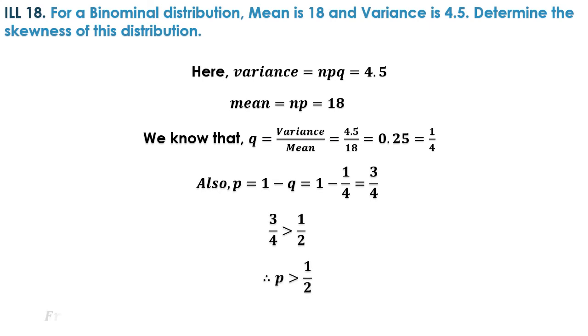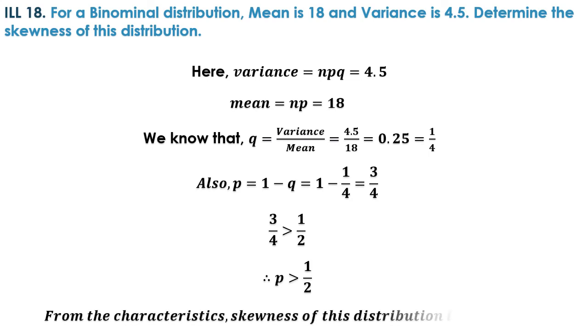And from the characteristic of the binomial distribution, when p is greater than 1 upon 2, the distribution has a negative skewness. So the skewness of the distribution is negative. This is a 2 marks question asked in the board exams many times. So remember that.